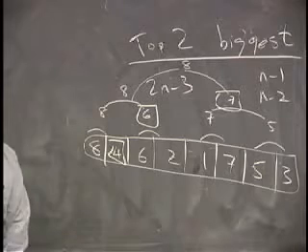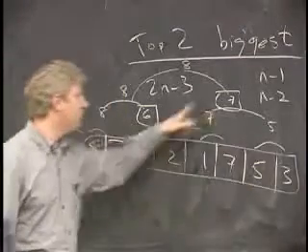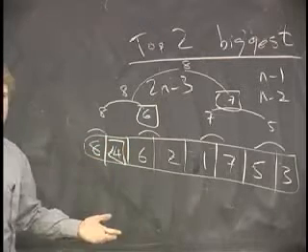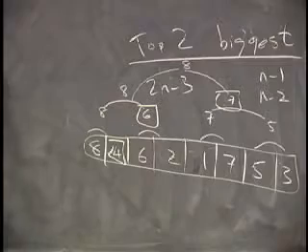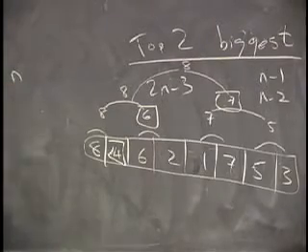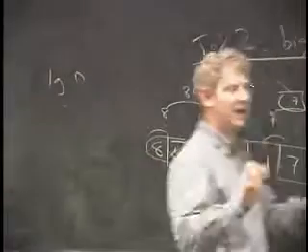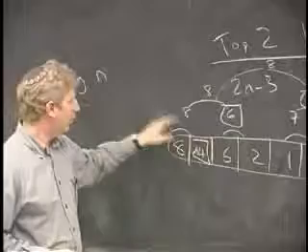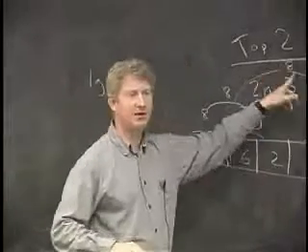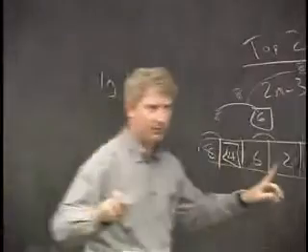How many different possibilities are there? I started with 8 things. There's 3. If I started with 16 things, there'd be 4. And if I started with n things, there would be lg n. LG stands for log base 2. Let's calculate how many steps this takes. How many steps did it take to get the biggest? 1, 2, 3, 4, 5, 6, 7. One less than the number of elements.